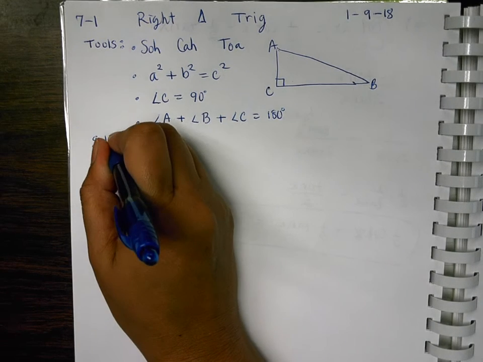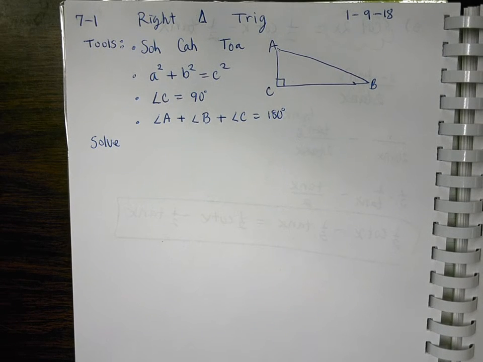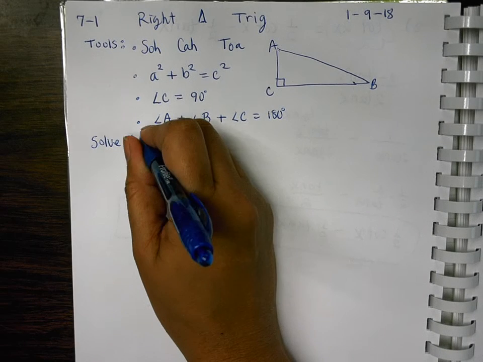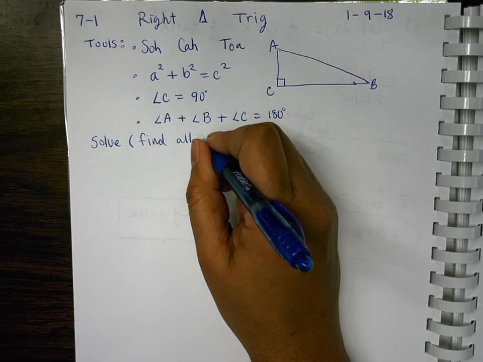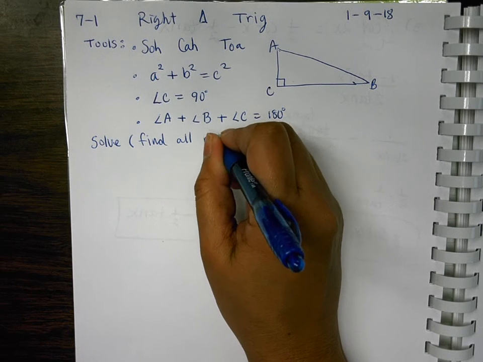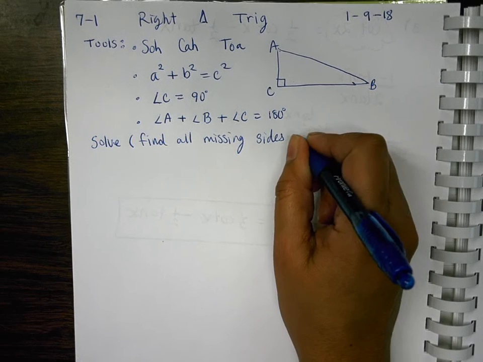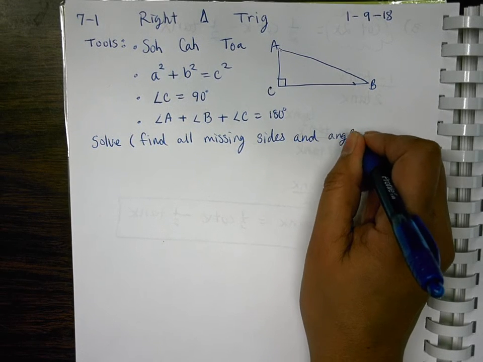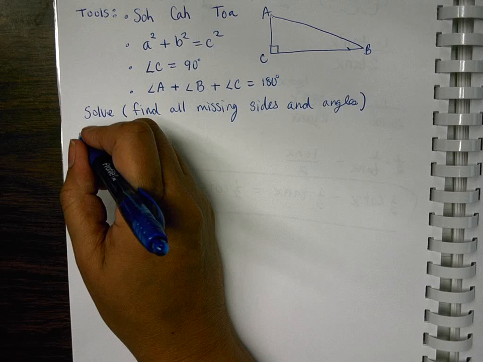All right, solve. You're going to see in homework, on quizzes and tests, it's going to say solve the triangle. What does it mean to solve the triangle? I'm going to put in parentheses here: find all missing sides and angles. All right, number 1.